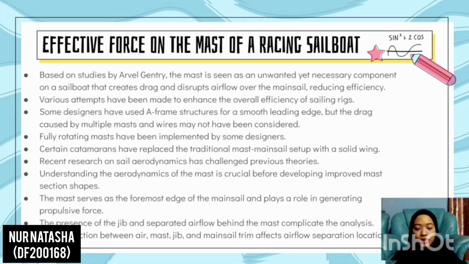I will present about the literature review. Effective force on the mass of a racing sailboat. Based on studies by Eva Gentry, the mast is seen as an unwanted yet necessary component on a sailboat that creates drag and disturbs airflow over the mainsail, reducing efficiency. The mast serves at the foremost edge of the mainsail and plays a role in generating the propulsion force. Interaction between air, mast, jib, and mainsail trim affects airflow separation locations.